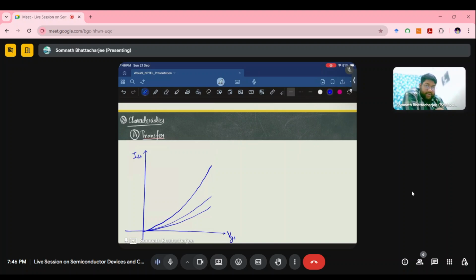So this is called the transfer characteristics, and it is based on different values of VDS. So if this is for VDS1, this is for VDS2, and this is for VDS3. Now, similarly, there's another characteristic that is known as the output characteristics, which will look something like this.